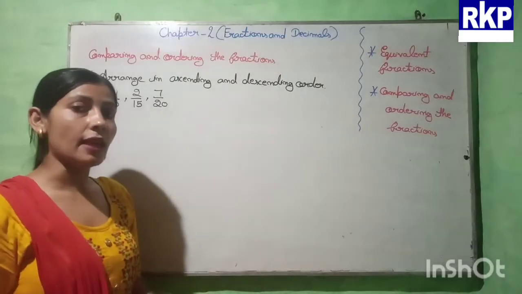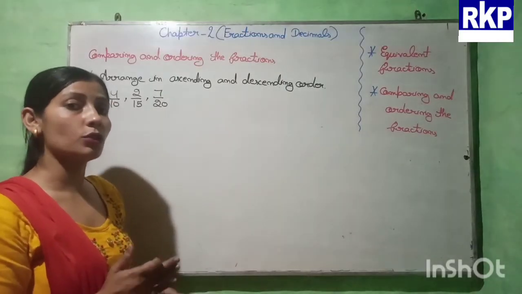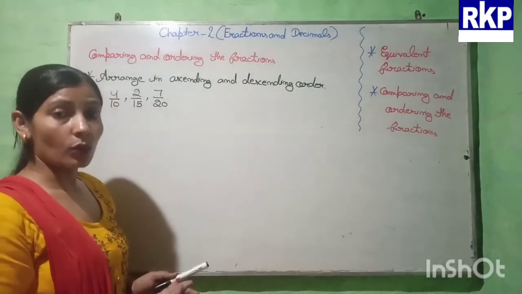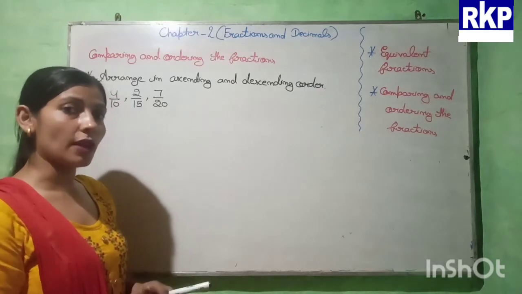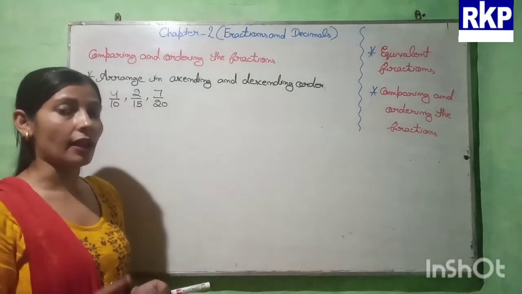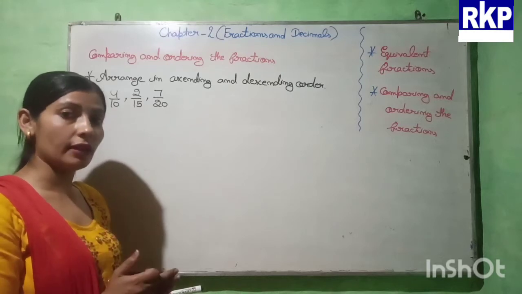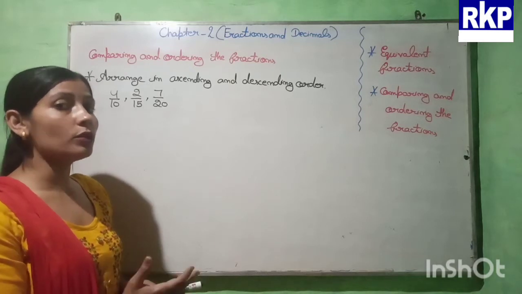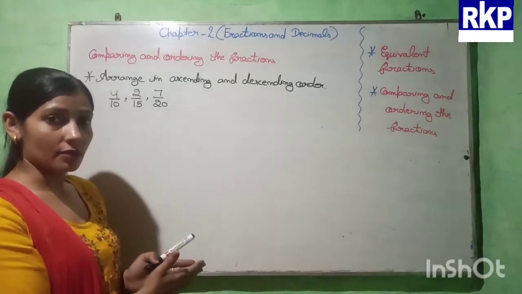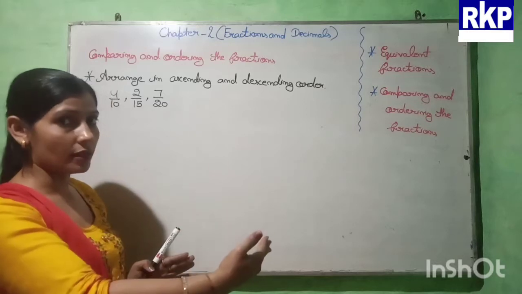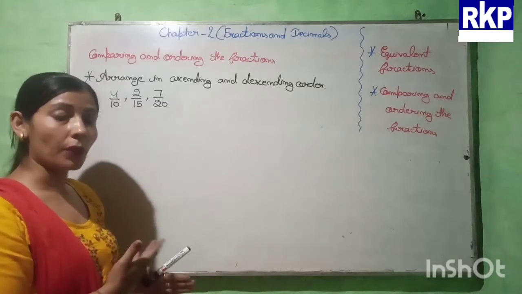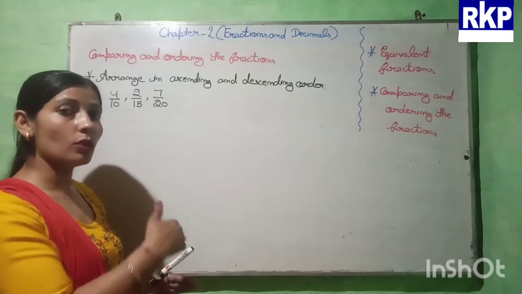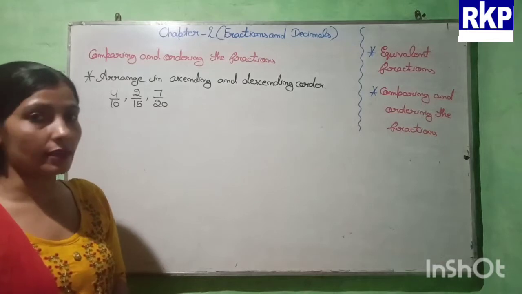Now students, let us see how we can write the fractions in ascending and descending order. To arrange in ascending or descending order, first we have to compare the given fractions, and then we will arrange them in ascending or descending order. In ascending order, we arrange the fractions from smallest to greatest, and in descending order, we arrange the given fractions from greatest to smallest. Okay, so now let us start.